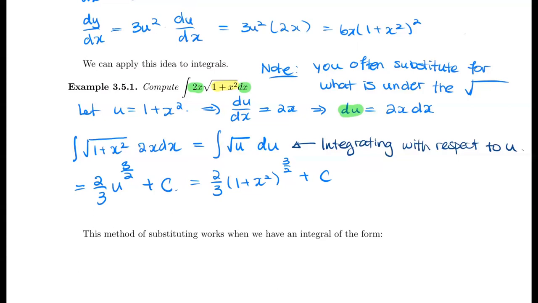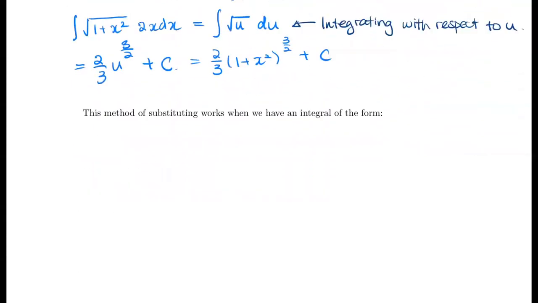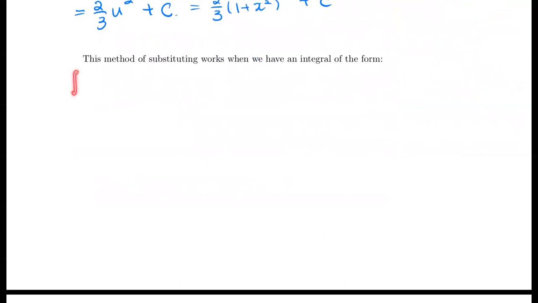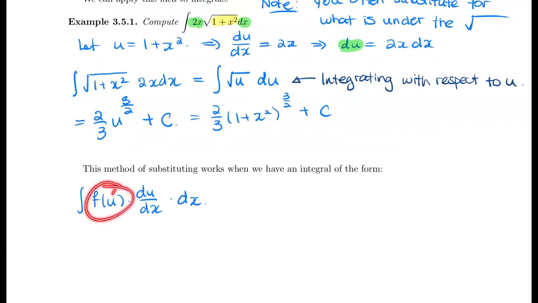Okay, so this method of substitution works when we have an integral of the form: a function of u multiplied by du over dx multiplied by dx. So it only works when we have some sort of form that looks like this. This is the one that we're most likely going to be substituting or getting from, and this part is the function that we would get after changing some stuff around.